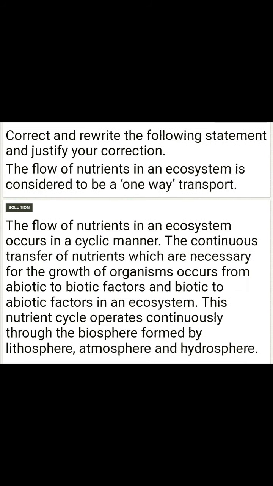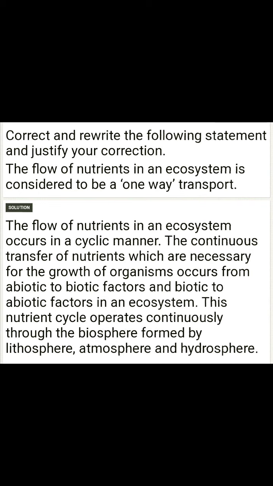The second statement is, the flow of nutrients in an ecosystem is considered to be a one-way transport. The answer is, obviously we have to write the correct statement here. So the correct statement is, the flow of nutrients in an ecosystem occurs in a cyclic manner. You can write the justification which I have given over here.